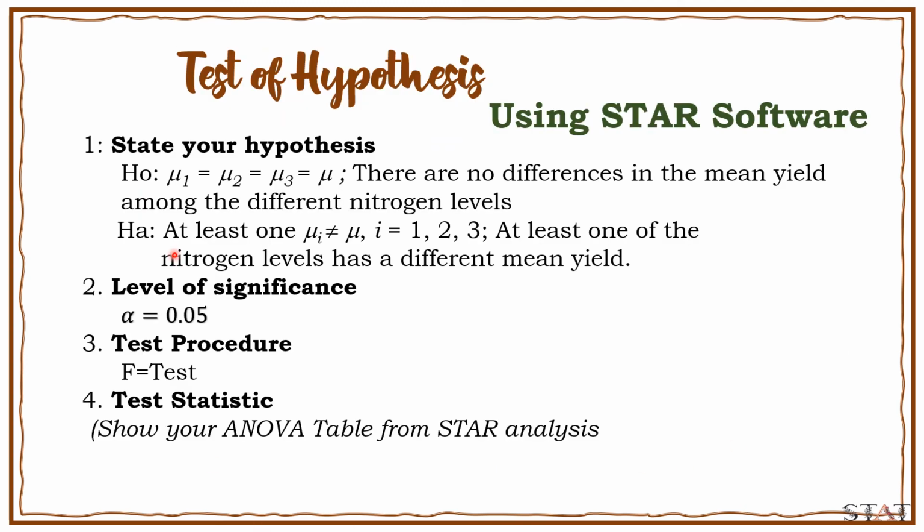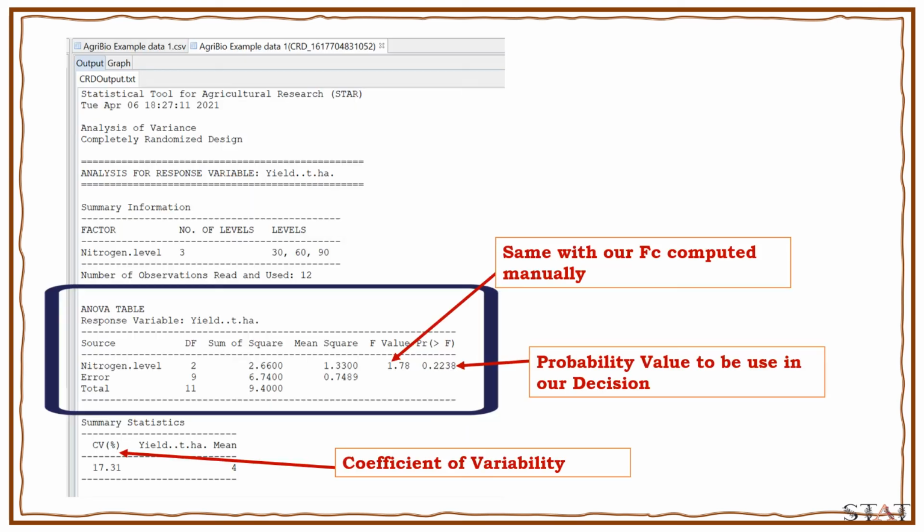In our case, you have to state it again in the 7 steps. State your hypothesis. Even if you compute manually, they have the same hypotheses, HO and HA. They are just the same. And then the level of significance, alpha, and the F test are the same. And then for the test statistics, you just have to show your ANOVA table from your STAR analysis. You can copy and paste it. Here is an example projected in your STAR software, so you can just copy this one and put it in your test statistics.